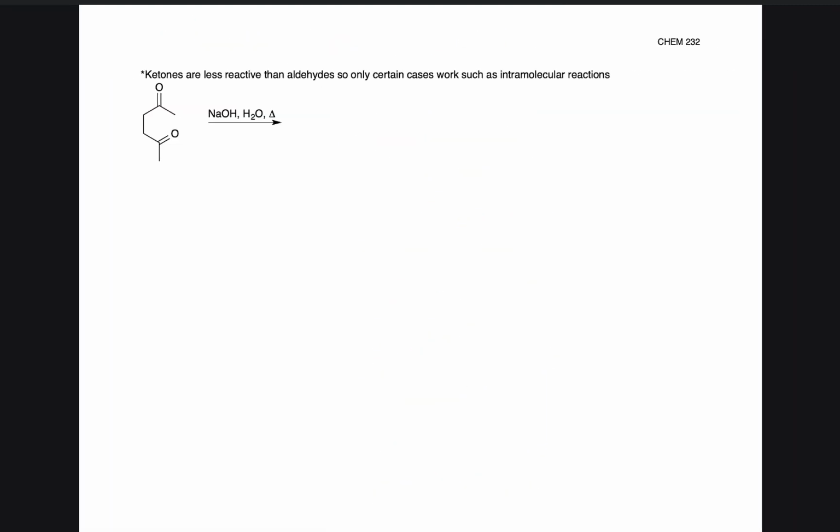And we can do the same sort of thing with ketones, actually. The only difference here is that ketones are less reactive than aldehydes. So they only work in this particular case with this intramolecular reaction. So I'll leave this up to you to do. Remember, this is forcing conditions, and we can take a look at this in class.